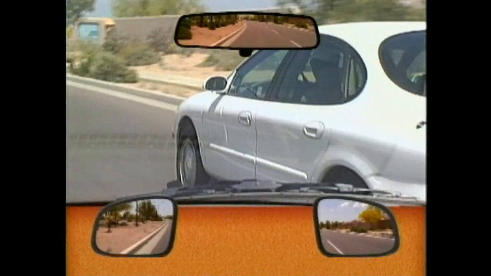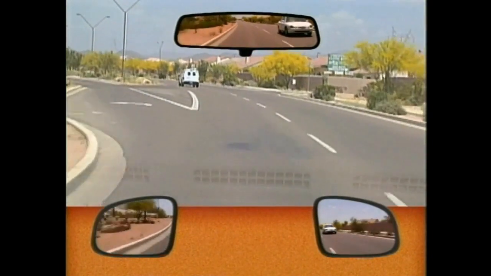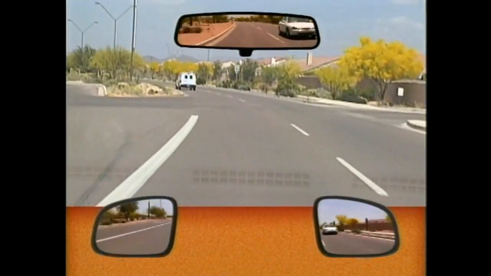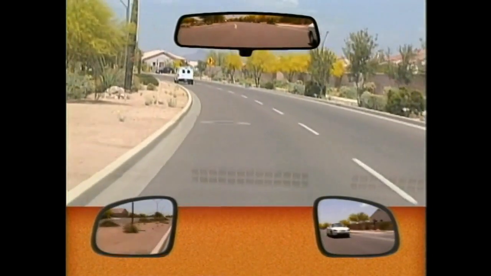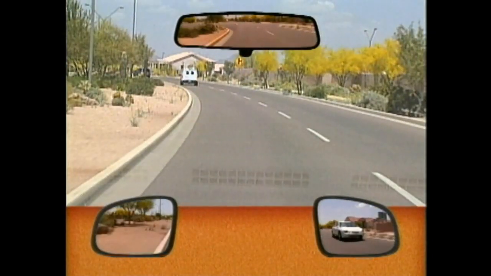This driver did a good job in looking down the road and recognizing that the car ahead would have to stop. But he goofed by not looking to his right before starting a lane change. If he had been using his mirrors, he'd have seen that car start its own lane change and start passing us. It's a good idea to check our mirrors frequently to know what's happening behind us.